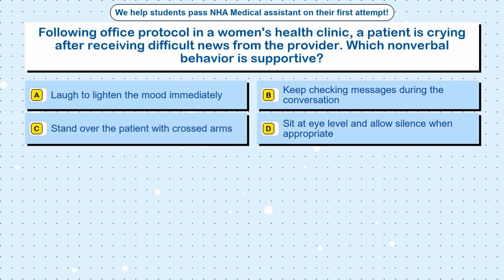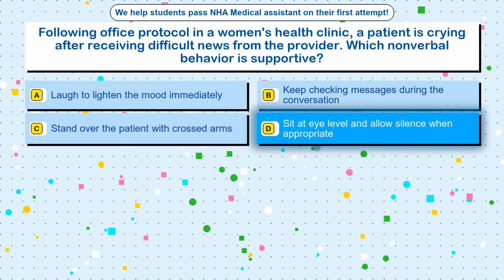Question 64. Following office protocol in a women's health clinic, a patient is crying after receiving difficult news from the provider. Which nonverbal behavior is supportive? Option A. Laugh to lighten the mood immediately. Option B. Keep checking messages during the conversation. Option C. Stand over the patient with crossed arms. Option D. Sit at eye level and allow silence when appropriate.